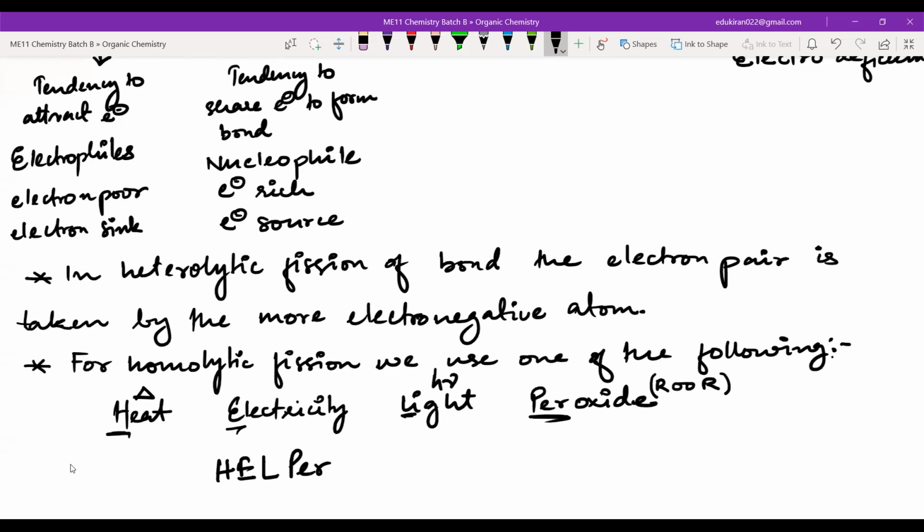So you remember this mnemonic of helper. Whenever you see helper, what will you be doing? You will be doing homolytic fission. And if the helper is not there, then you will be doing a heterolytic fission, in which you have to see that the more electronegative element will be getting the electron pair. The electron pair will be taken by the more electronegative element.